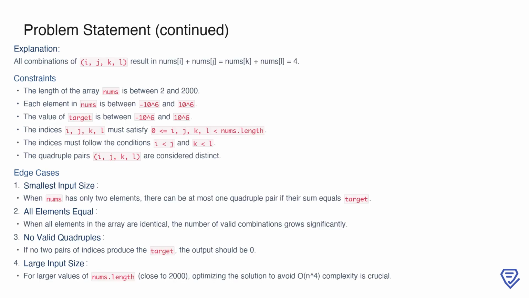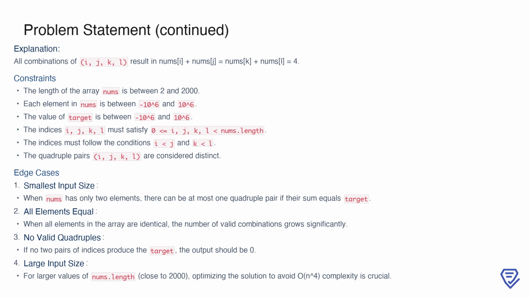In the third example, the array is nums equals 2, 2, 2, 2, 2, and the target is 4. The output is 60, representing all possible combinations of indices i, j, k, l that satisfy the conditions. Because all elements in the array are the same and equal to 2, any pair of indices will sum to the target, resulting in a very large number of valid quadruple pairs.